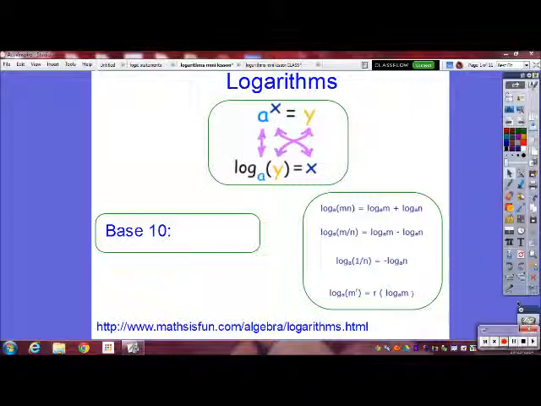So remember that if I have an exponential, a to the x equals y, the a is the base, the x would be what the logarithm would equal, and the y would be what you're taking the log of. This is just a little graphic here to help you keep all that organized. So if I have log base a of y equals x, I can rewrite it as a to the x equals y, and vice versa.